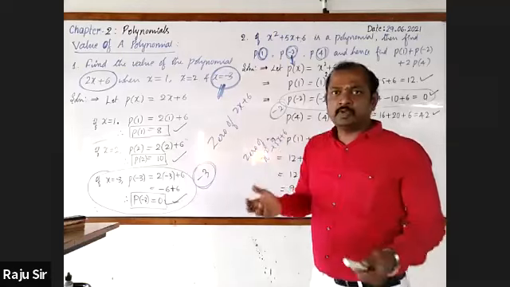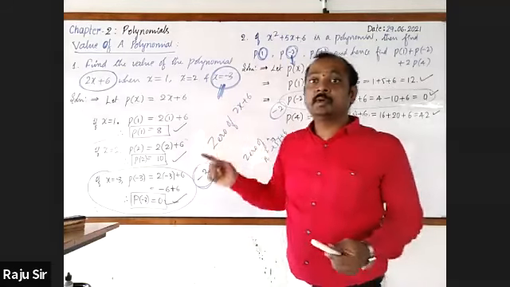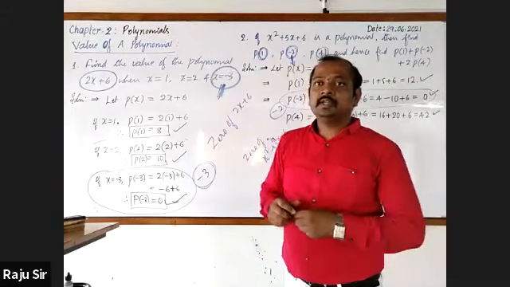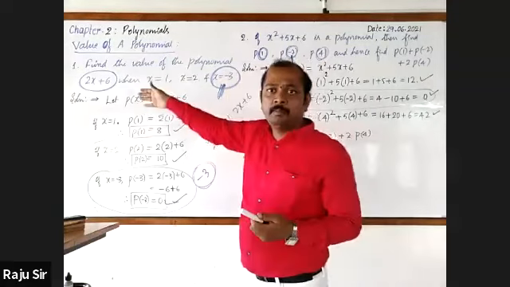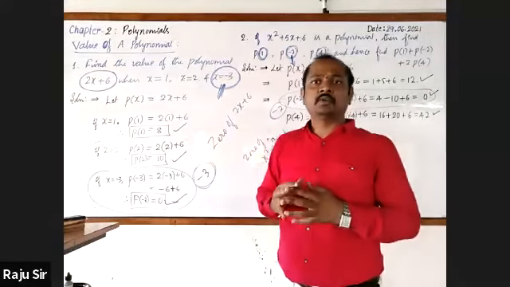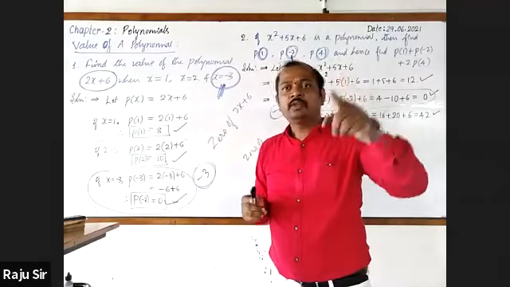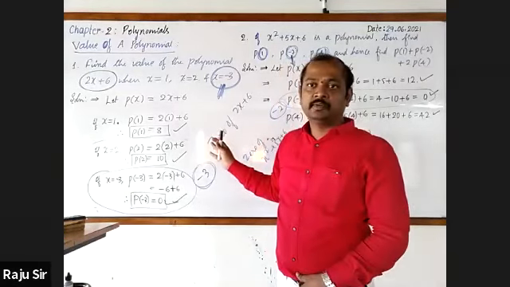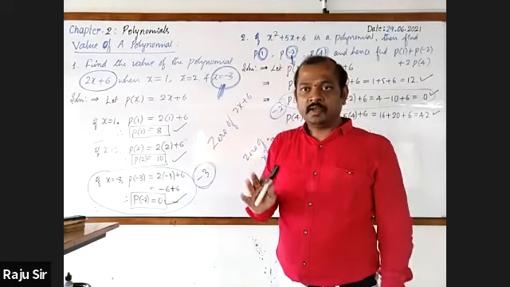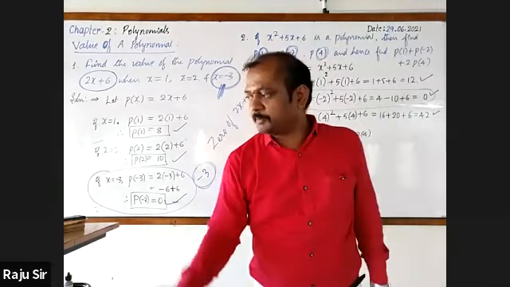And it is also very easy to check whether the given number is the 0 or not. You just substitute that number in the polynomial. On substituting, if you get the value of the polynomial as 0, that is called the 0 of the polynomial. Clear?